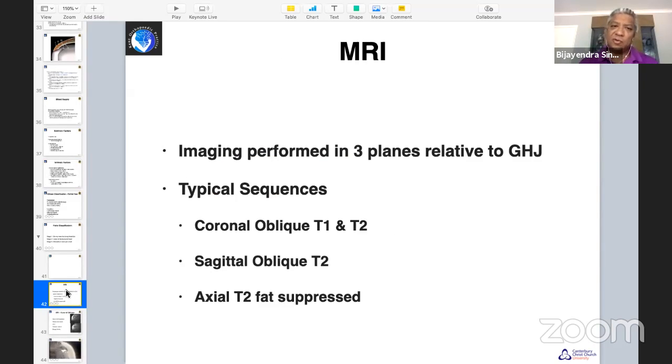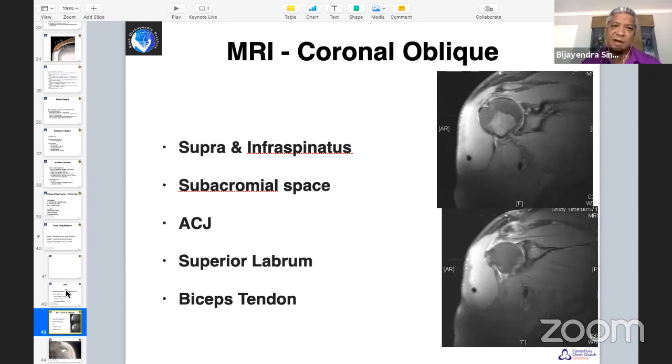So the MRI is usually done in 3 different planes relative to the glenohumeral joint, and these are the 3 sequences that are typically done. One is the coronal oblique, which helps you decide the retraction on the Patte classification. The sagittal oblique tells you about the fatty infiltration and the muscle wasting, and the axial is used for looking at the subscapularis as well as the extent of the tear.